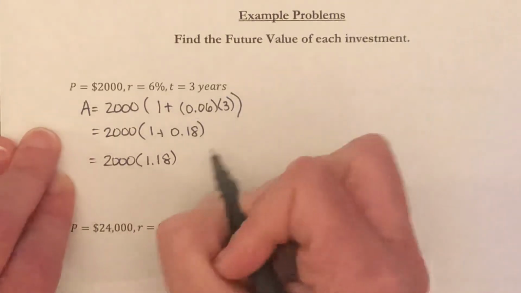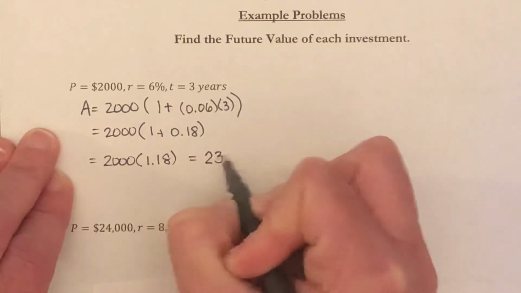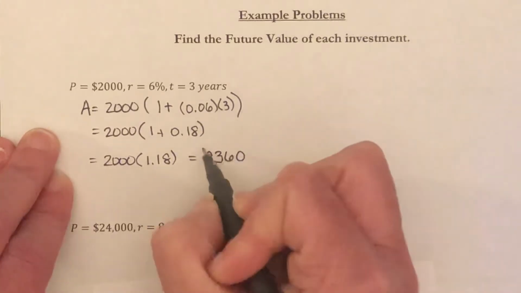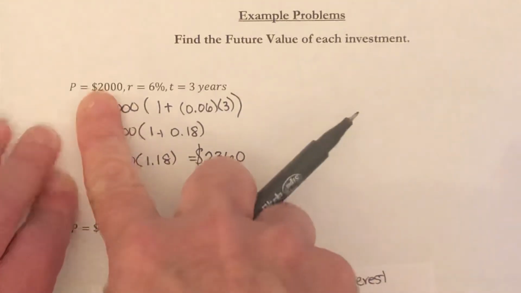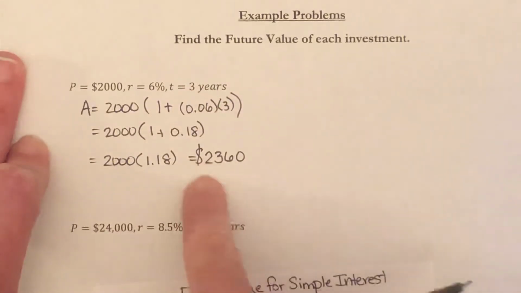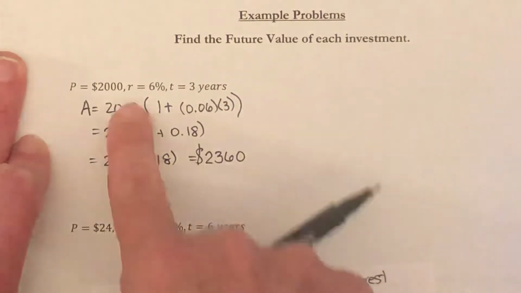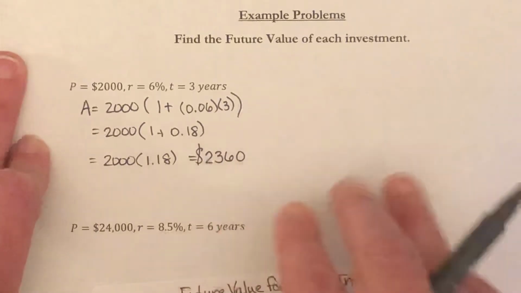And if you do that multiplication, you get 2,360. So if you make this investment, $2,000 into the account at 6% for 3 years, this is the amount of money you will have at the end of it. It's your principal plus the amount of interest you made.